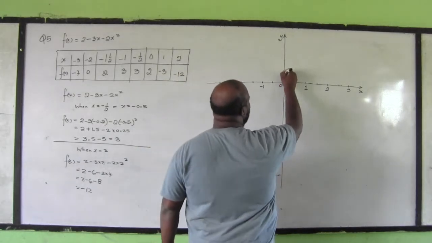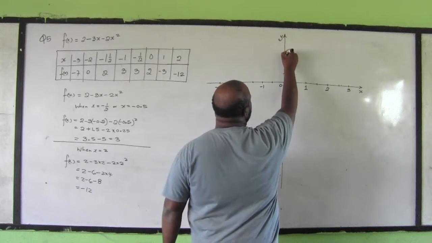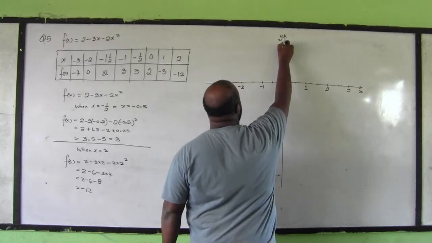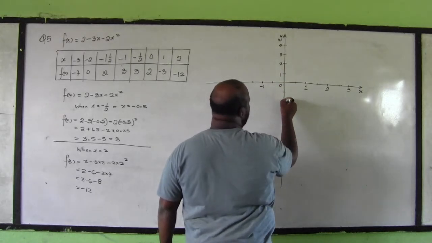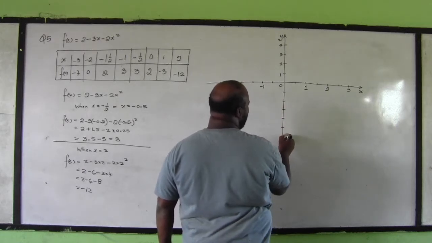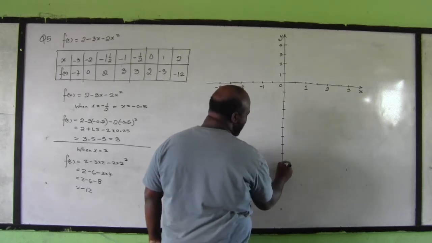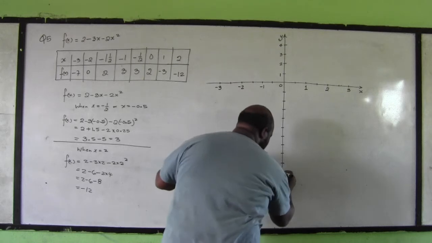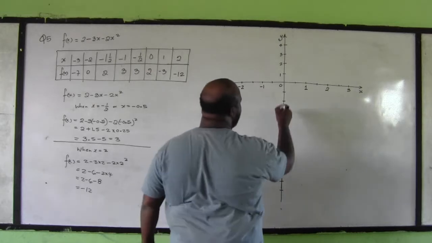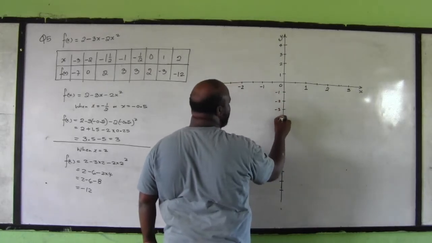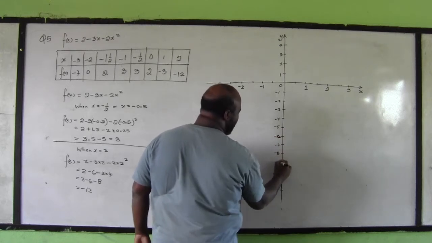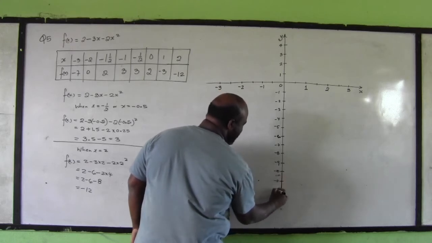So this is 1, 2, 3, 4. Down the bottom: minus 1, minus 2, minus 3, minus 4, minus 5, minus 6, minus 7, minus 8, minus 9, minus 10, minus 11, minus 12.